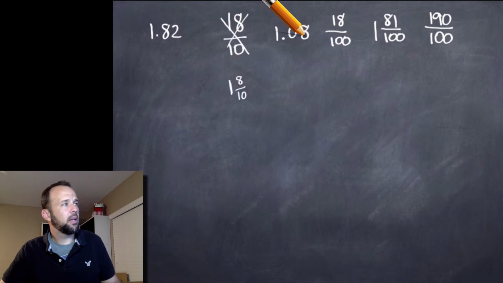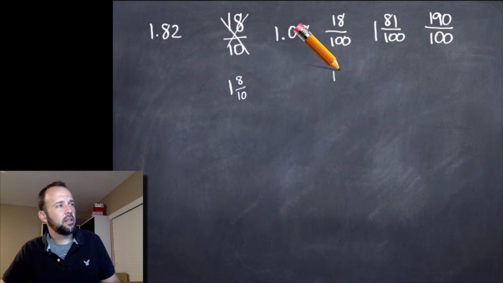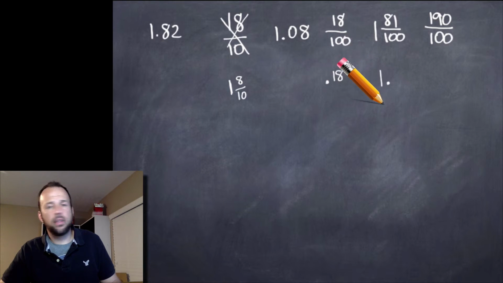So I'm not working with that one anymore. This one we can keep. Here I have 18 hundredths. So I have 18 hundredths. That 8 is going to be in the hundredths place, 18 hundredths. Here I have 1 and 81 hundredths. So that would be 1 and, that decimal is the and, 81 hundredths. That 81 is in the hundredths place.